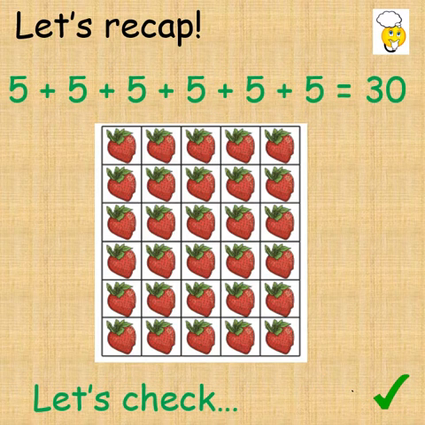Okay, let's check. You should have got 5 add 5 add 5 add 5 add 5 add 5 equals 30. Because you can see I've got 5 in the first row, add another 5, add another 5, add another 5, add another 5, add another 5, and altogether I've got 30 strawberries. So well done if you wrote the addition number sentence.